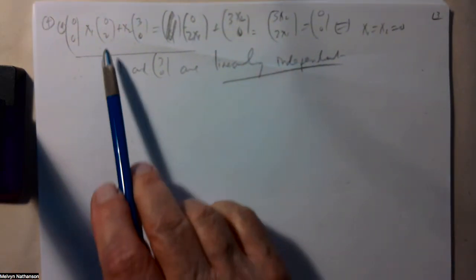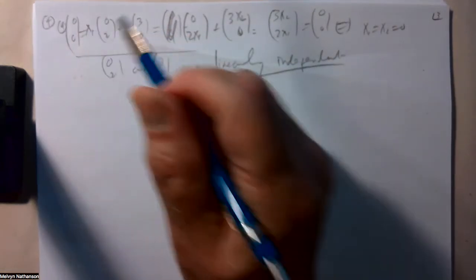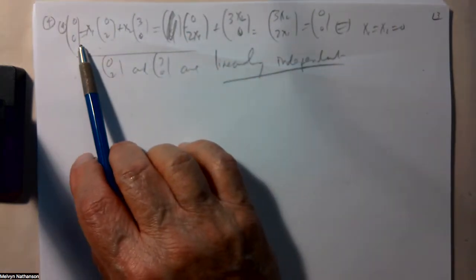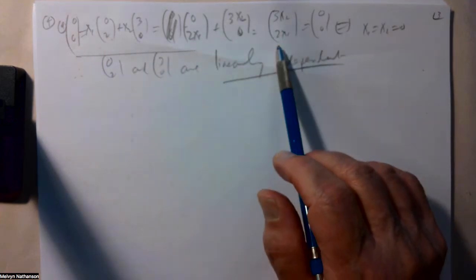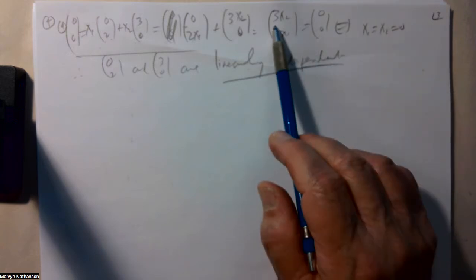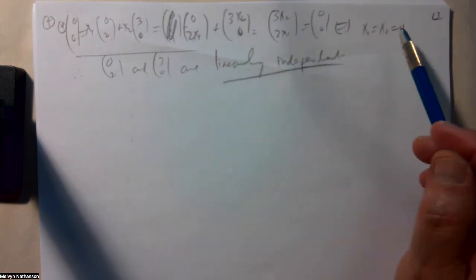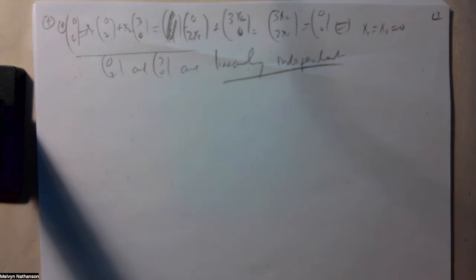I took my 2 vectors, and I take a linear combination of them. When is that equal to 0? So this linear combination, if I work it out, is 3x2, 2x1 equals 0, 0 means 3x2 equals 0, 2x1 equals 0. That can only happen when x1 and x2 are 0. So these vectors are linearly independent.